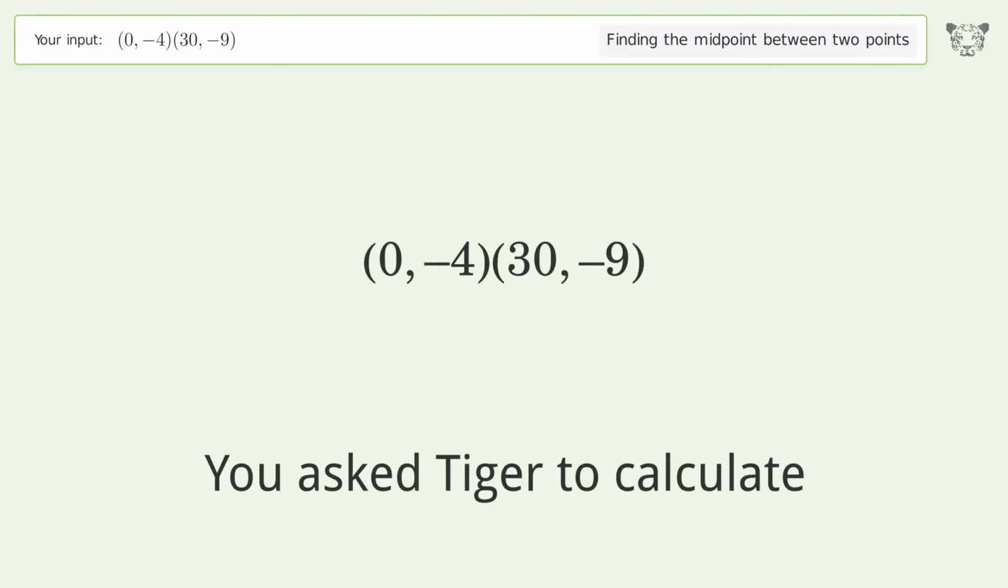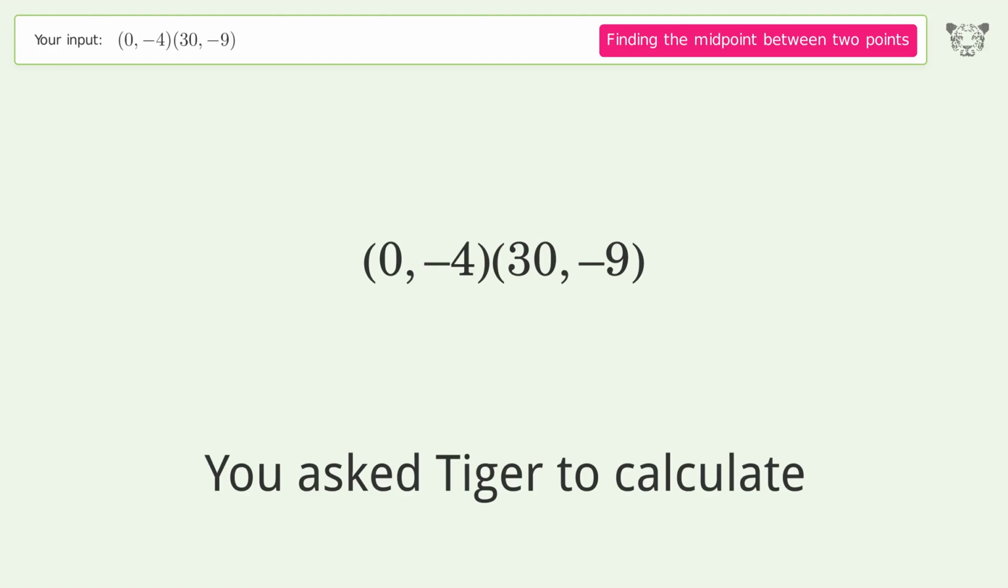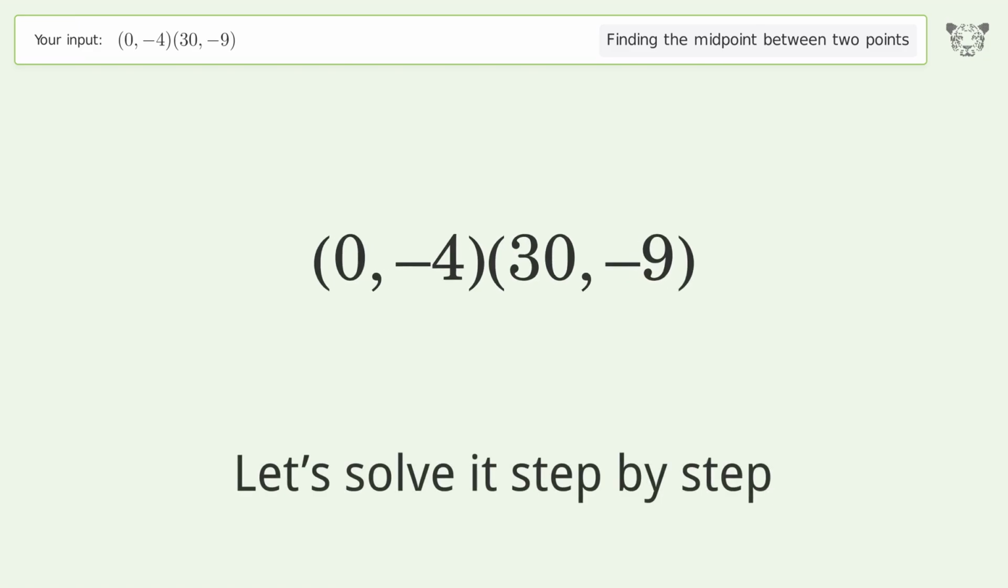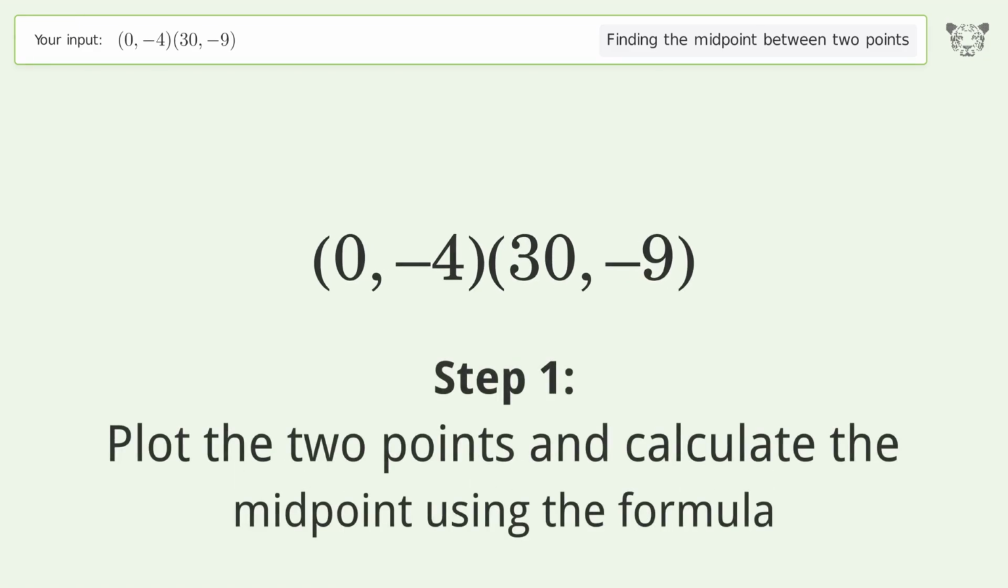You ask Tiger to calculate. This deals with finding the midpoint between 2 points. The midpoint between the 2 points is 15, -6.5. Let's solve it step by step. Plot the 2 points and calculate the midpoint using the formula.